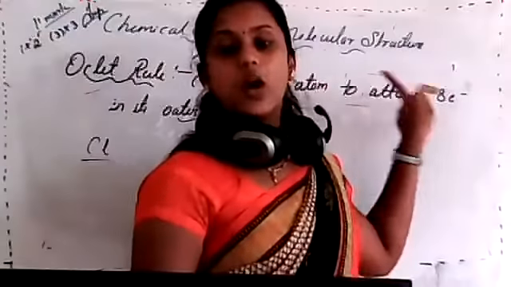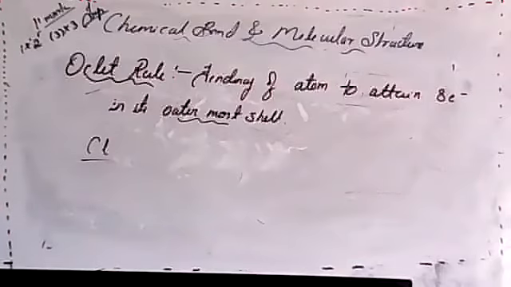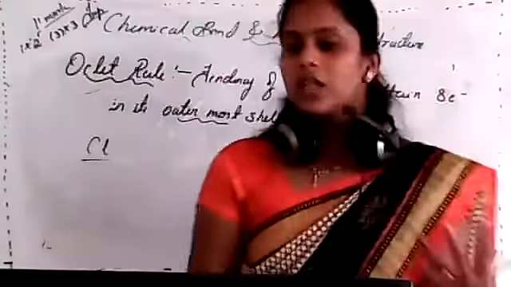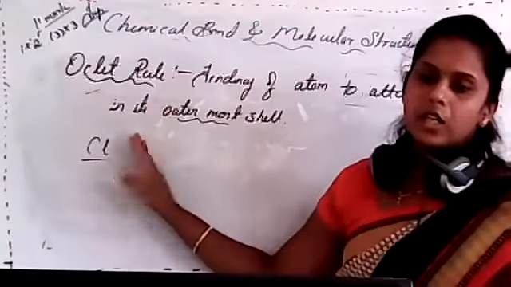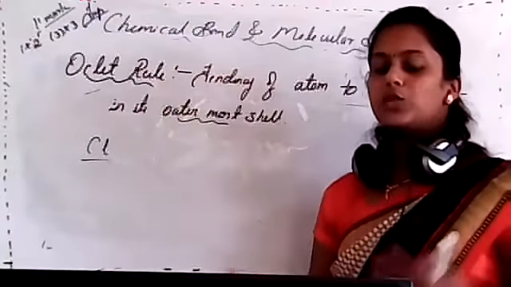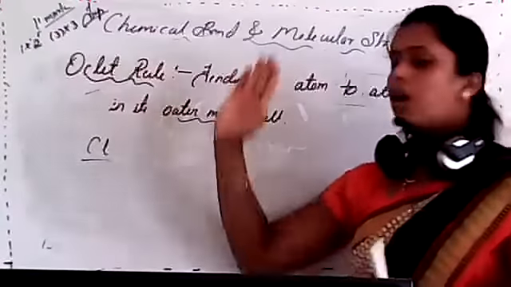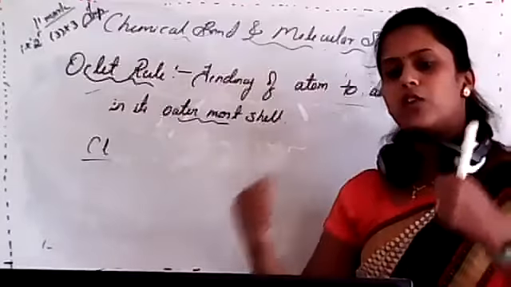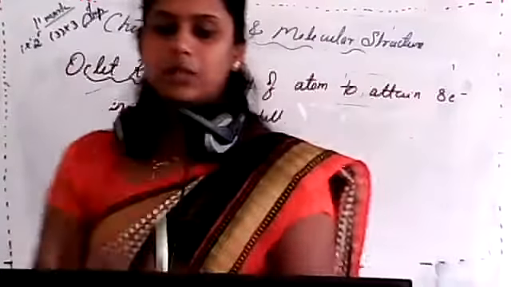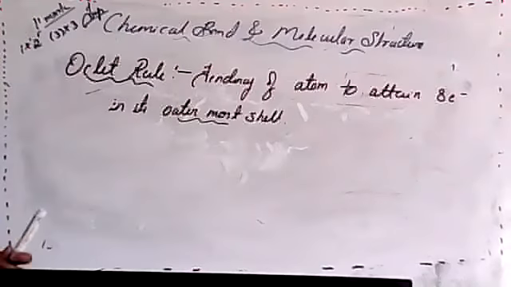Tendency of an atom to attain 8 electrons in the outermost shell is known as the octet rule. Each and every element or atom tries to attain this by chemical combination, that may be by transfer of electrons or by sharing of electrons, whatever the method, but it wants to attain a stable electronic configuration with 8 electrons in the outermost shell. So this is nothing but your octet rule. Is this clear, students?